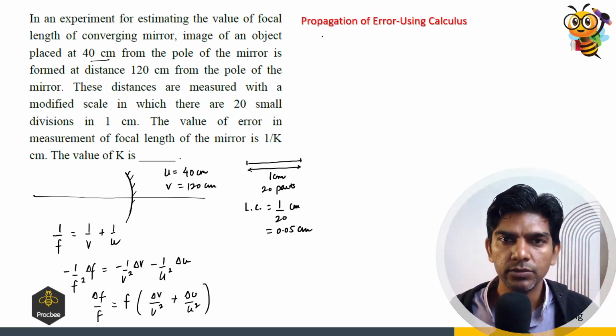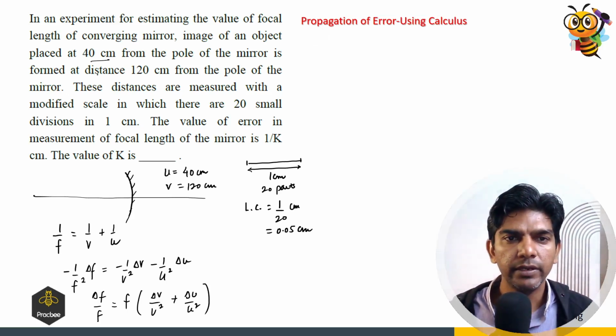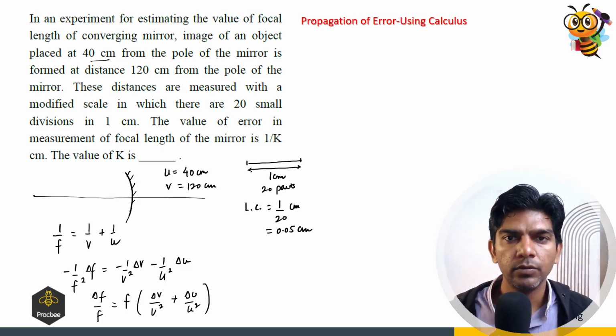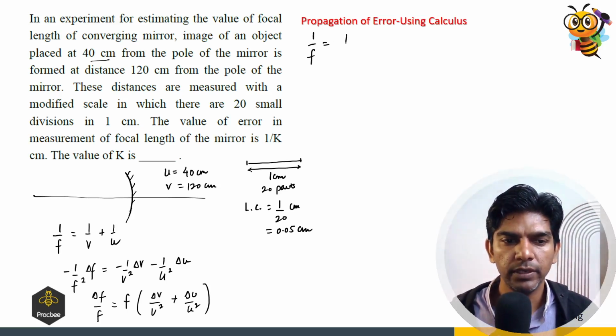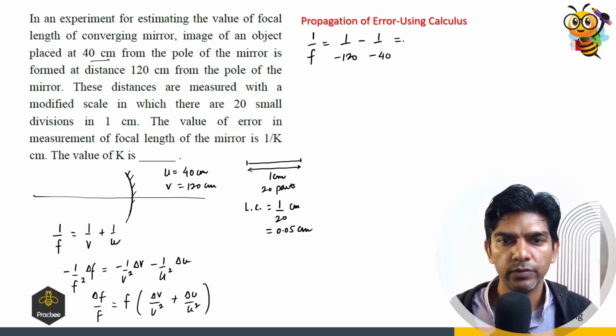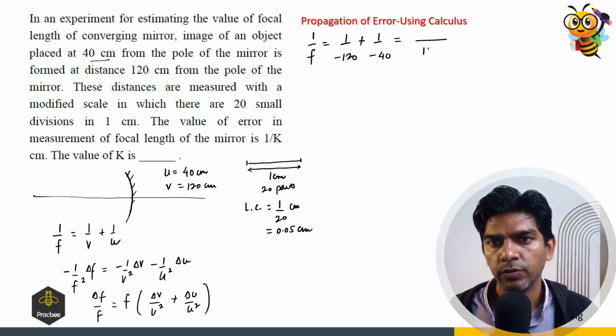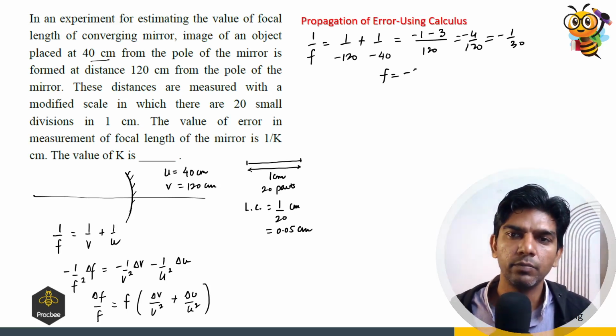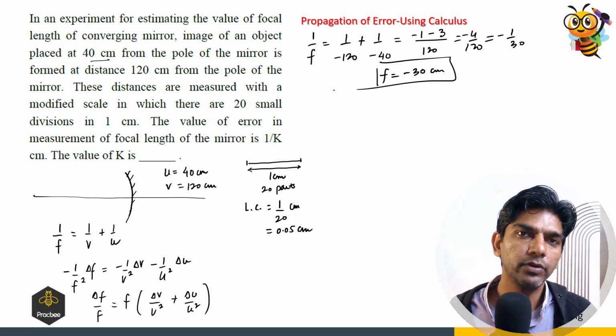And what is focal length? So let us find the focal length. So 1 by f. So v will be minus 120, and u is minus 40. So 120 will be the LCM. So minus 1 minus 3. So minus 4 by 120, that will be minus 1 by 30. So focal length is minus 30 centimeter. So we got the focal length.